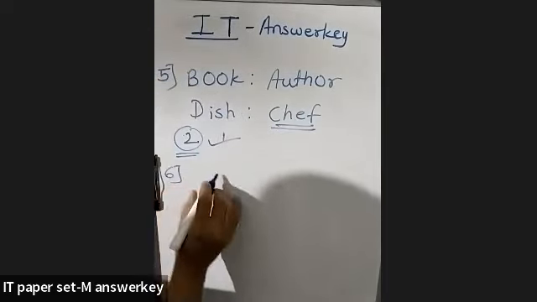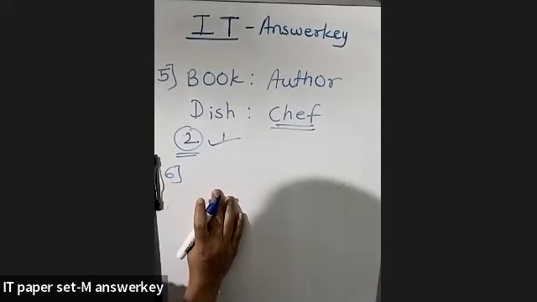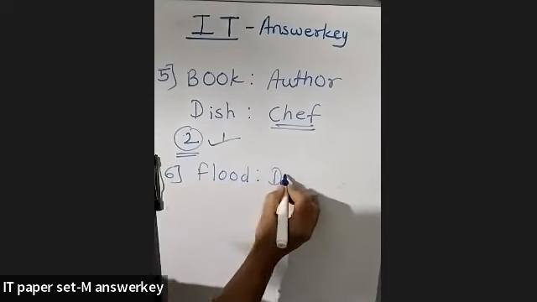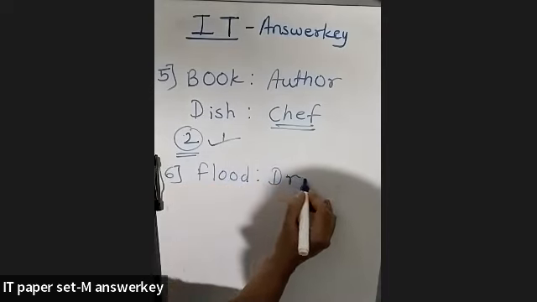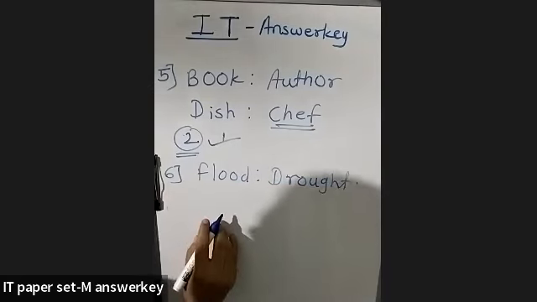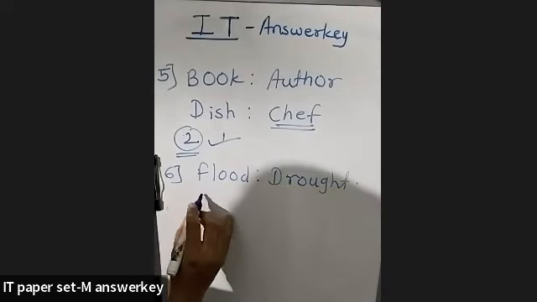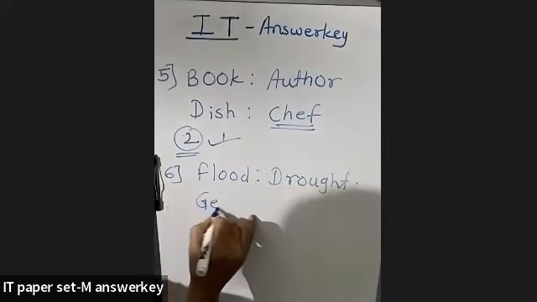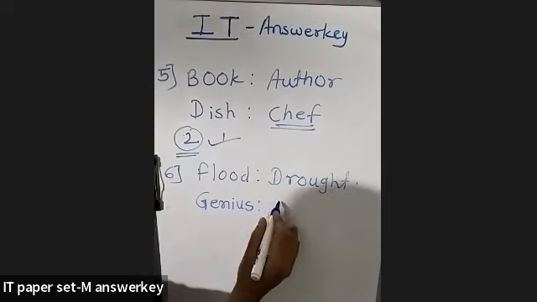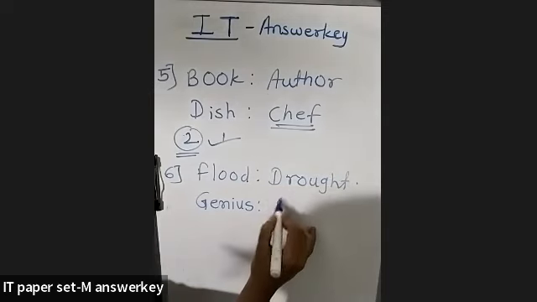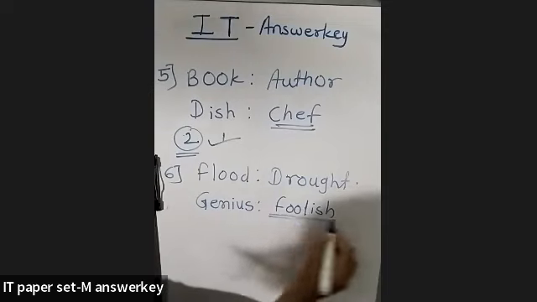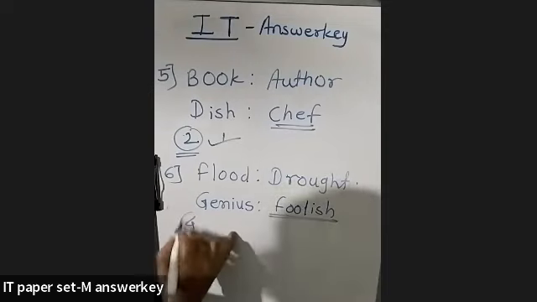Now question number six. This is also an analogy question. Flood related to drought. We know these are antonyms. So we have to find out the antonym of genius. Genius means intelligent. So the opposite of genius is foolish. So the right answer is foolish, and option number four is correct.